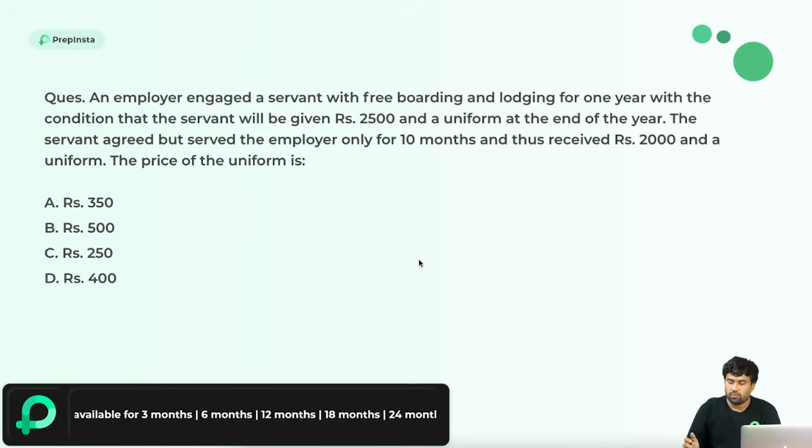And just look into the next problem. Try to pause the video and try to solve it on your own first, and then we will look into the explanation part. Okay, just look into the question.